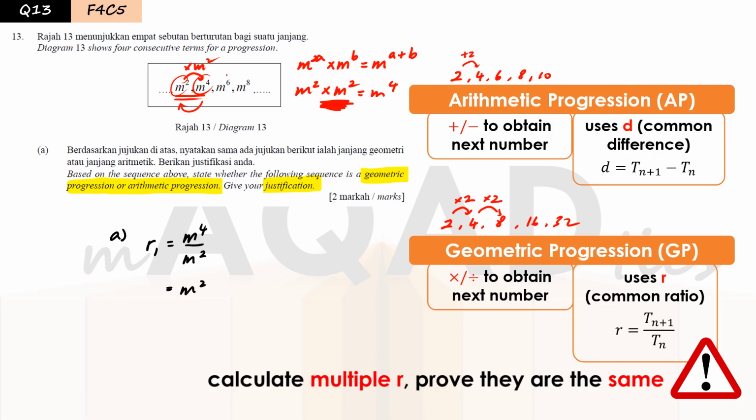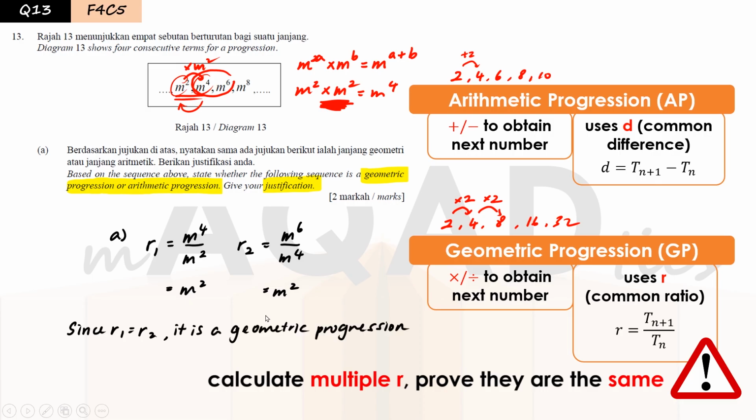And then we need to find another value of r in this progression. This time, let's choose these two terms. Again, this value divided by its previous value. I can label it as the second r, or r2, and here will be m^6 divided by m^4, and dividing means minus the powers, then I get m squared. Alright, so we have proven that the value of r is the same, so this means that this is a geometric progression, and then we write this sentence: since r1 equals r2, it is a geometric progression.